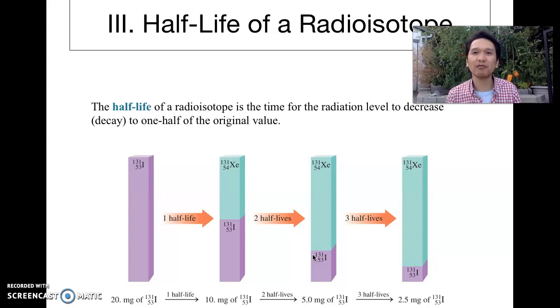So radioactive decay will work in terms of half-life, right? There is an amount of time called the half-life where half of the amount will disappear. And that time doesn't change. It's going to be constant.